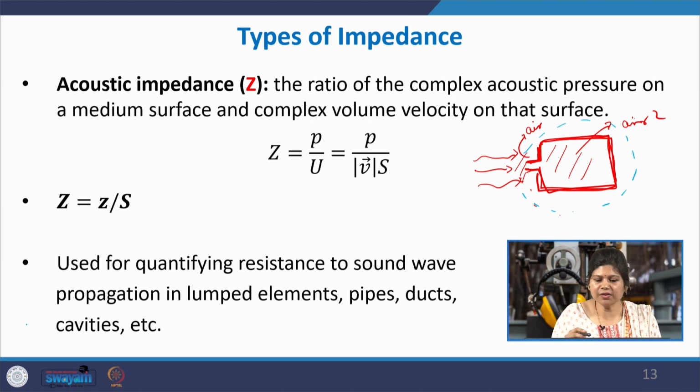What is the definition of it? It is the ratio of the complex acoustic pressure on a medium surface. Suppose a sound wave is incident here. What is the pressure at which it is incident on this particular element? Here this is the entire element we are taking into consideration, and this is the surface over which it is being incident, that small neck surface. So, the ratio of the acoustic pressure on the medium surface divided by the complex volume velocity on that surface. What is the volume velocity of the waves propagating from that surface? So, P by U, which is the volume velocity.